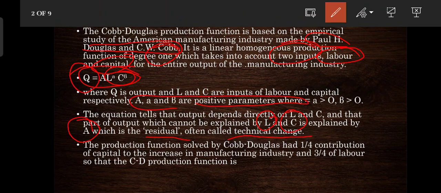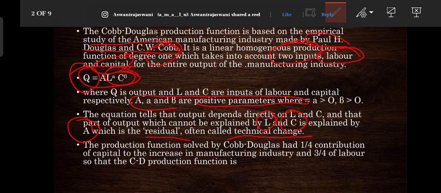We already came to know that in the Cobb Douglas production function we are mainly taking two inputs, labor and capital. There are some parts of the output which depend upon factors other than labor and capital, and these other factors are captured by the letter A, which is the residual and is often called technical change. So in the general form of the Cobb Douglas production function, A represents the technical change.